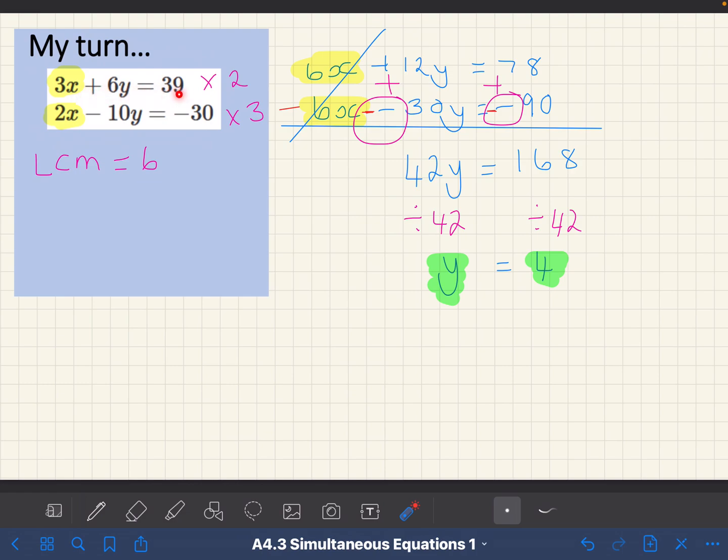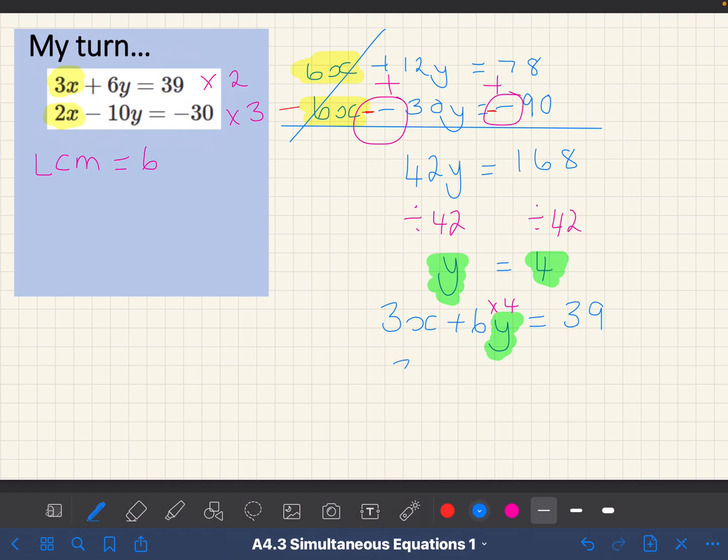I'm going to choose this top one of 3x plus 6y is equal to 39, which I'm going to rewrite to make it easier to follow. So 3x plus 6y is equal to 39. And we need to remember that this y is now equal to 4. That means this no longer is 6 times y, it is now 6 multiplied by 4.